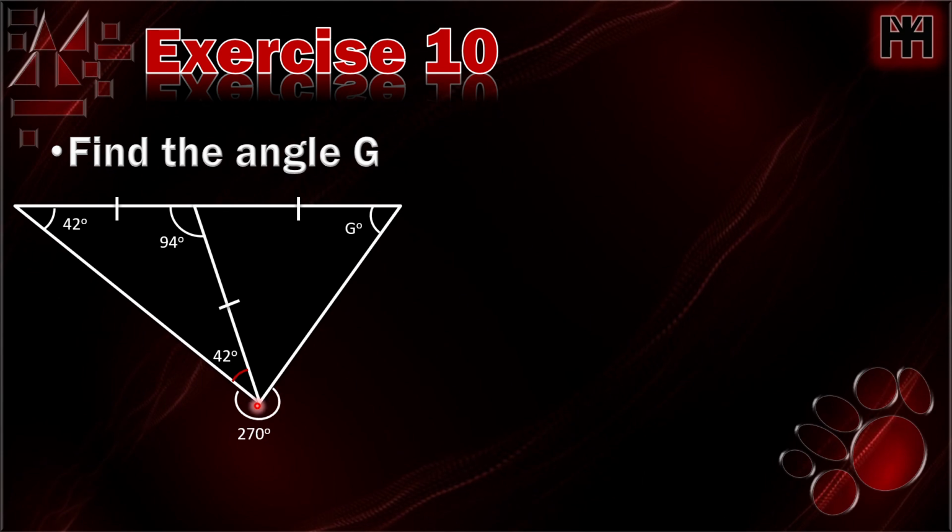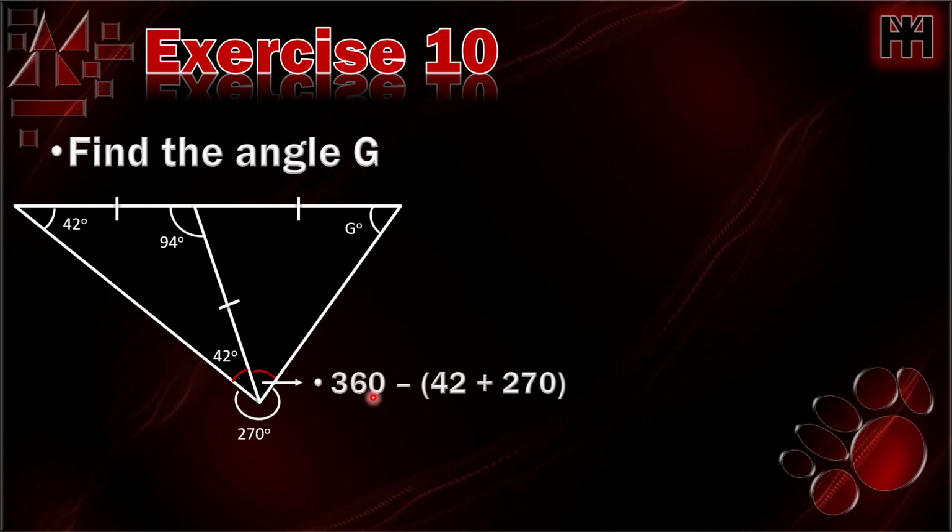This is an angle around the point. So we have 42 and 270. Of course, this angle will be 360 minus the sum of all other angles. So 360 minus 42 plus 270, as those are angles around the point. Their sum must be 360. So the angle here is 48, as 360 minus all of them is 48. So of course G will be 48 also.